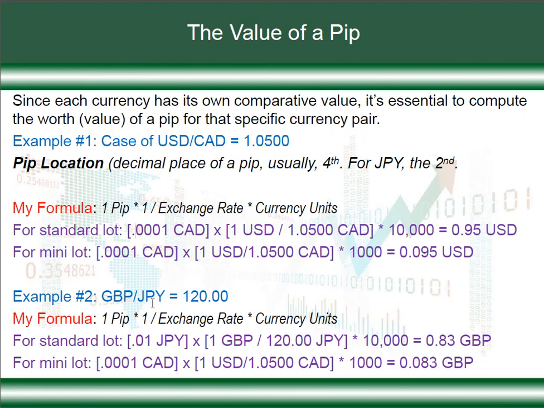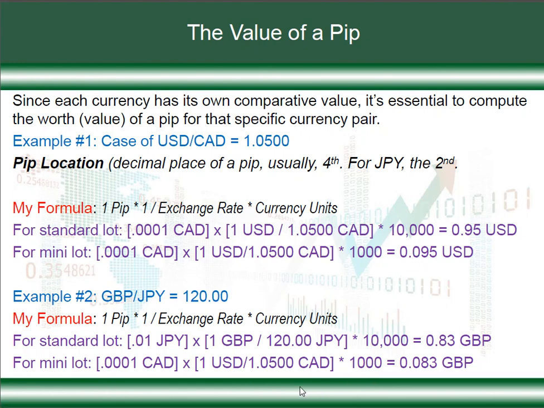So in this case, you use 0.01 as your pip because there are 2 decimal points in this. So 0.01 multiplied by 1 of this, which has already been divided by 120 of this. Remember, this means for every pound, you need 120 yens. Okay? Then you multiply by the number of units you bought. So for a standard lot, it's supposed to be 100,000. Sorry for that, it's supposed to be actually 100,000 also.